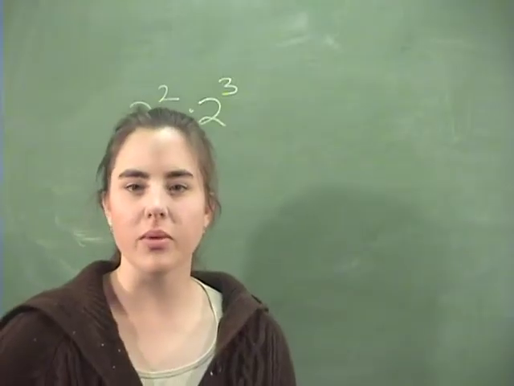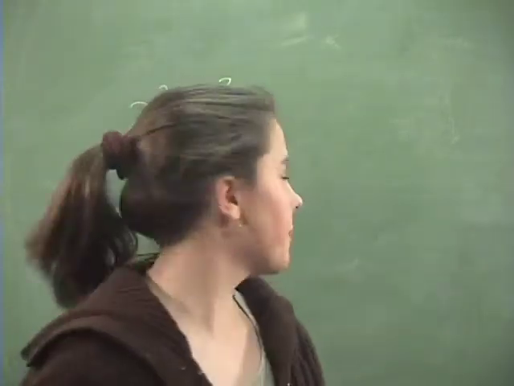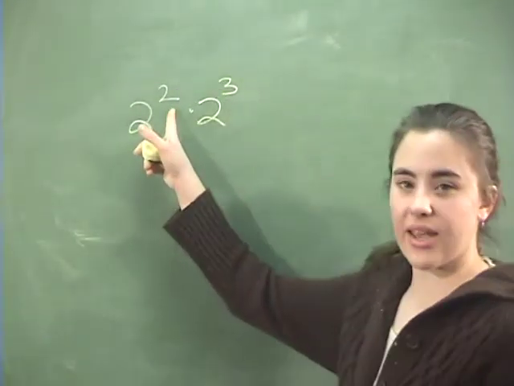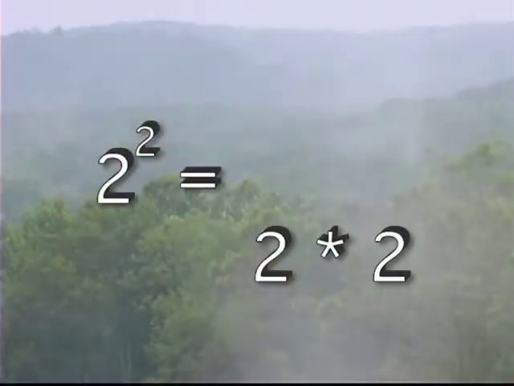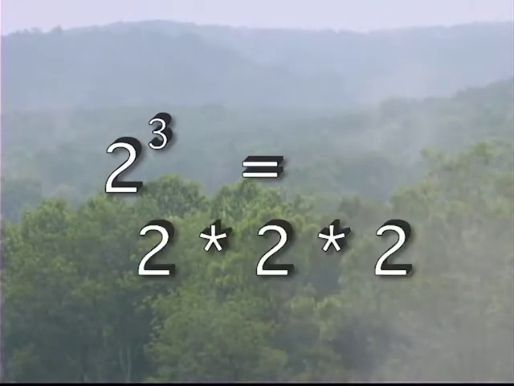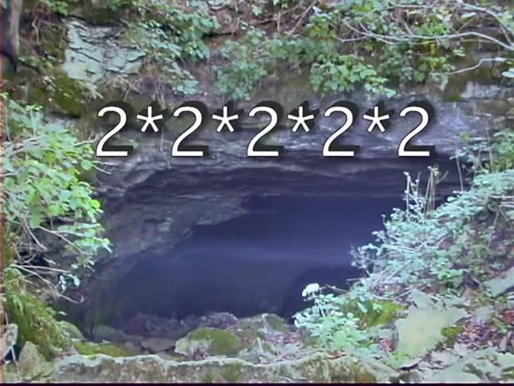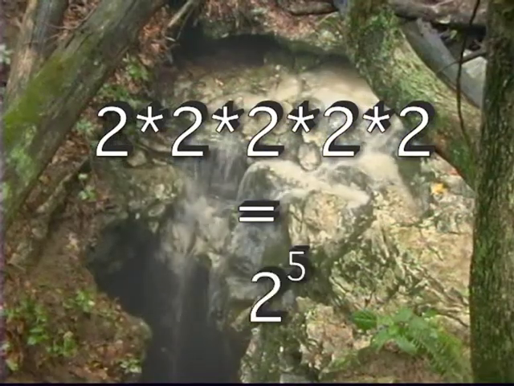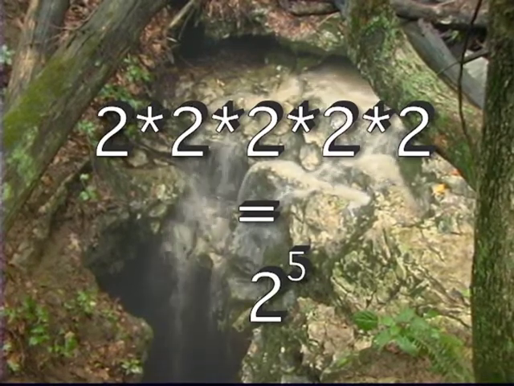Now, before I show you a problem with scientific notation, let me show you something that's a little easier to see. If I have 2 to the second times 2 to the third, 2 to the second is 2 times 2. 2 to the third is 2 times 2 times 2. Then I end up with 5 2's. 1, 2, 3, 4, 5. So then, what I will have done is 2 to the 5th.